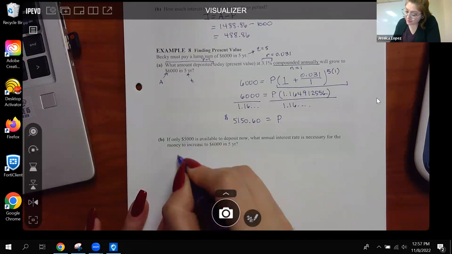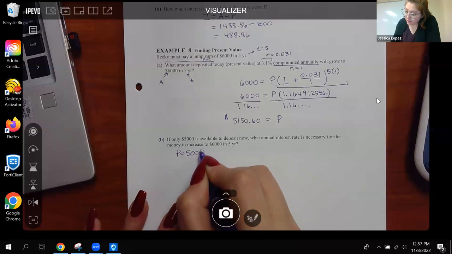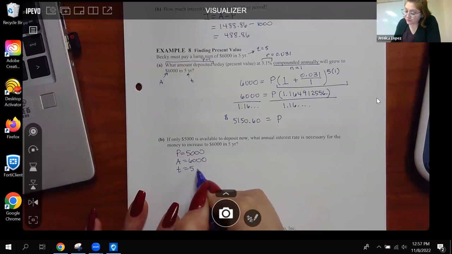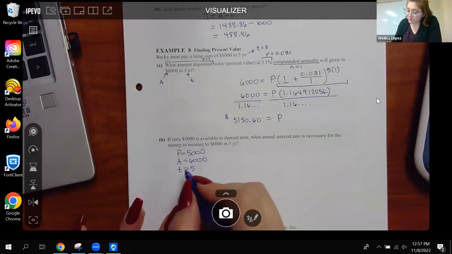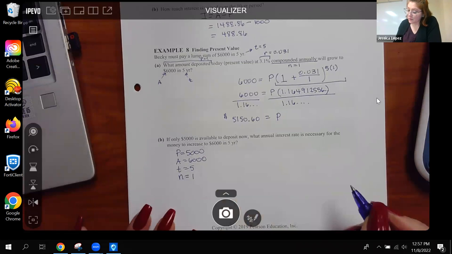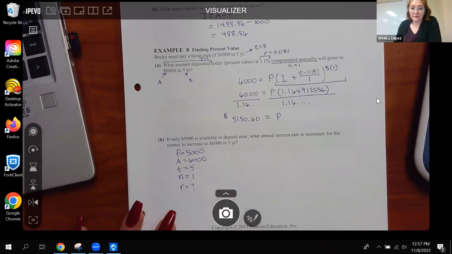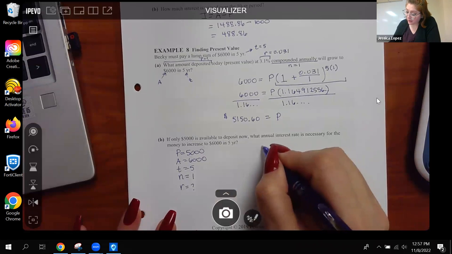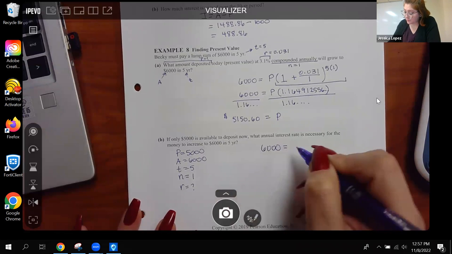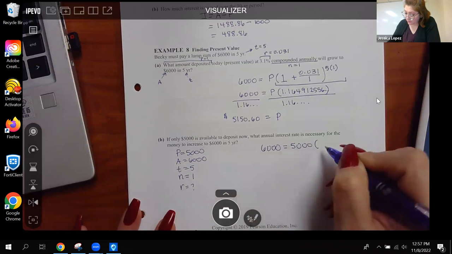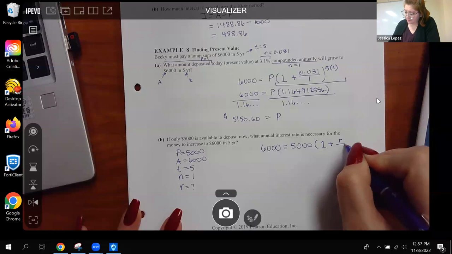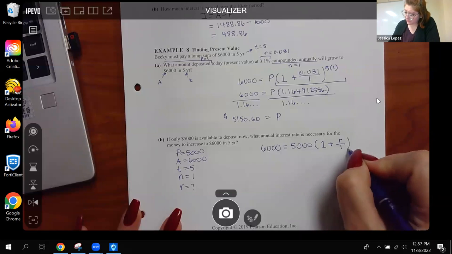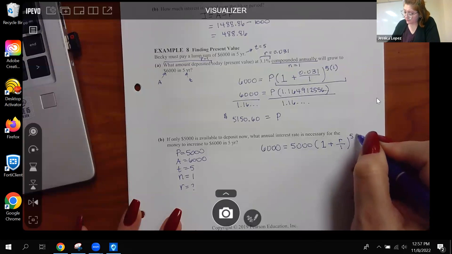So it's saying we're going to deposit 5,000. At the end, we still want 6,000. The time is still 5 years. They haven't told me that the way it's compounding is going to change, so N is still going to equal 1. But we don't know what R is. Okay. So I'm going to go back to my formula. A is going to be 6,000. P is going to be 5,000. The number 1. R is going to stay R. N is 1. And T is 5.